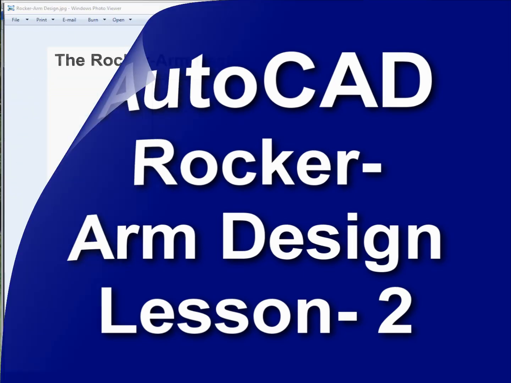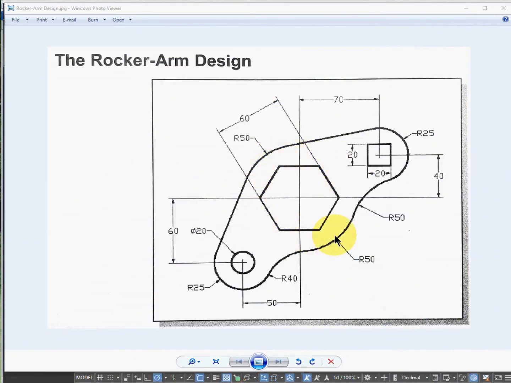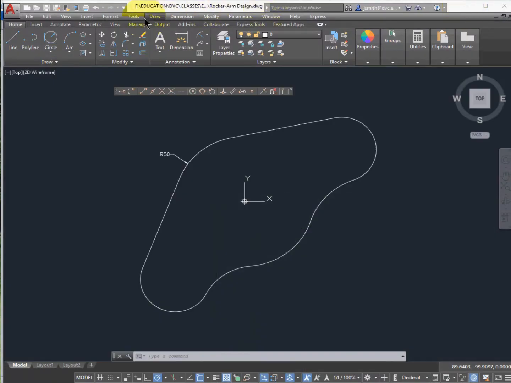For the second lesson of the rocker arm design, we're going to be putting the center components into the part. So what we're going to do is go to the polygon tool. Even though there's a square there, it's a rectangle obviously, and we'll do the center one first. Number of sides, if you're looking at the drawing, it's 6. So we'll type in 6, and then we want to center it.